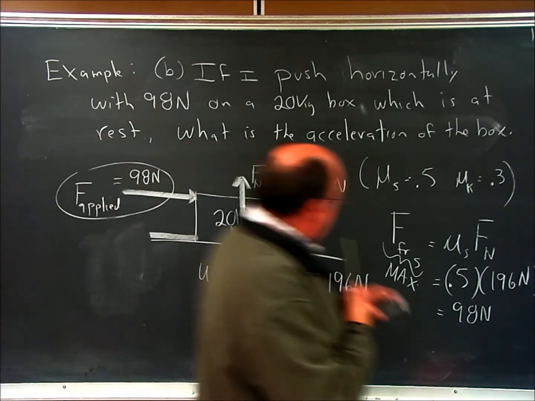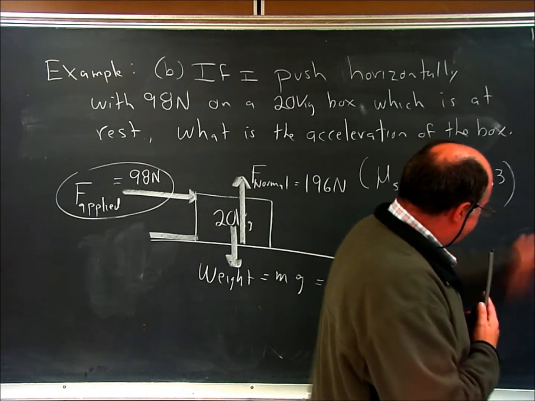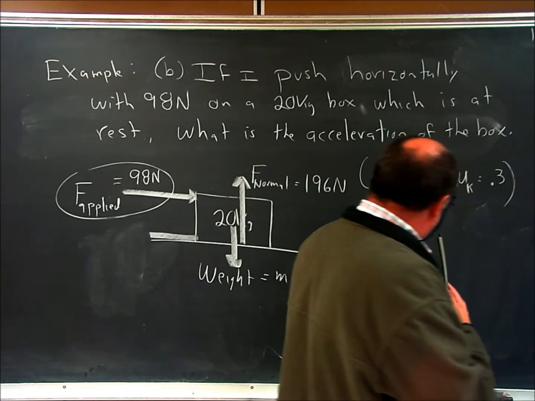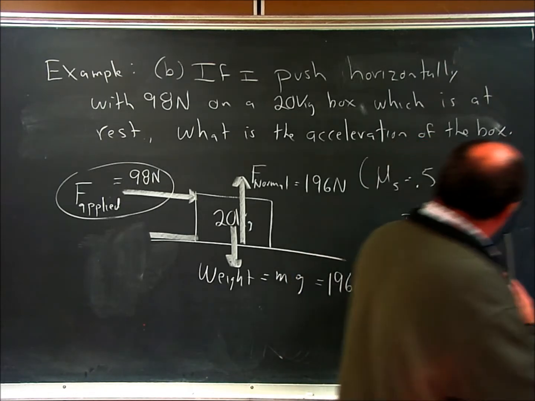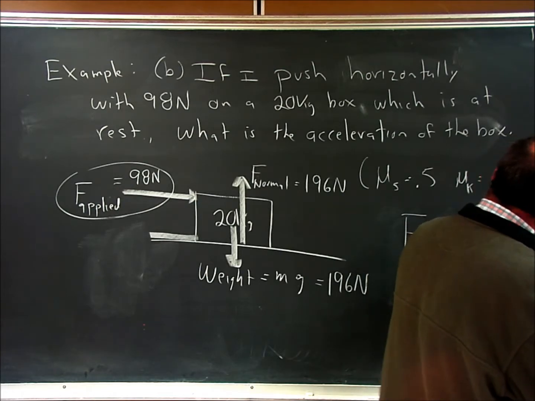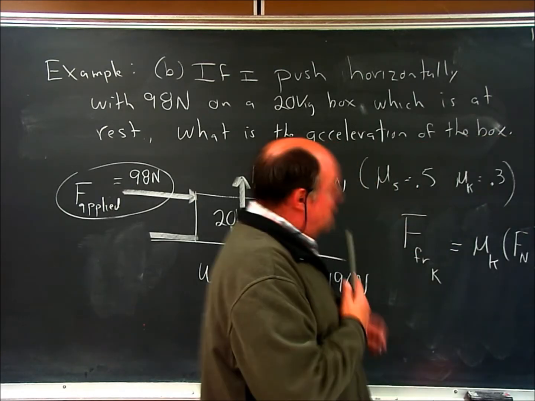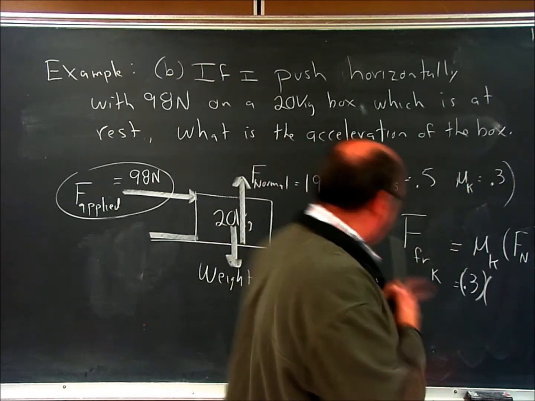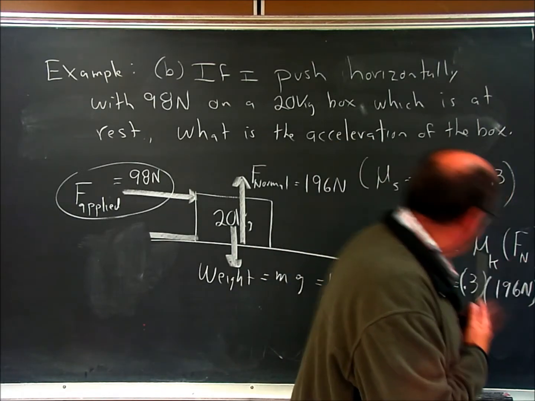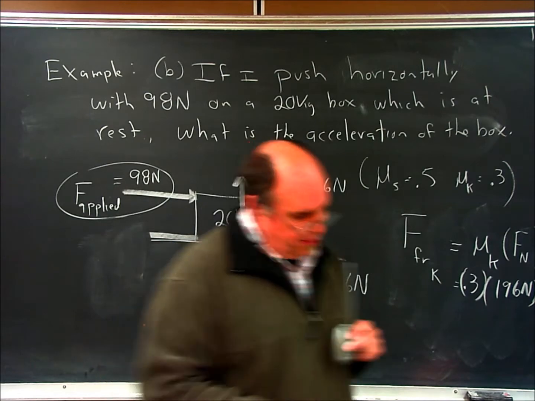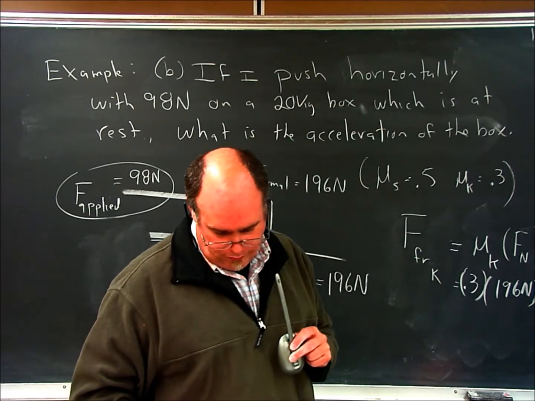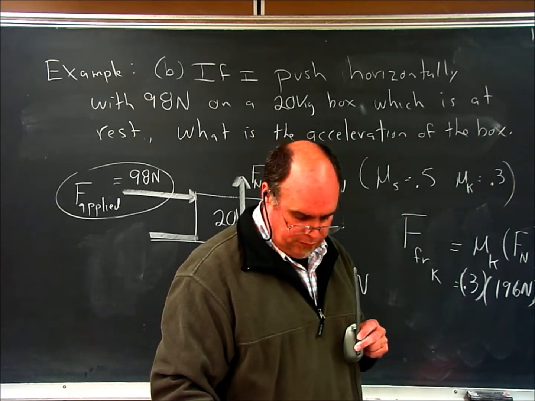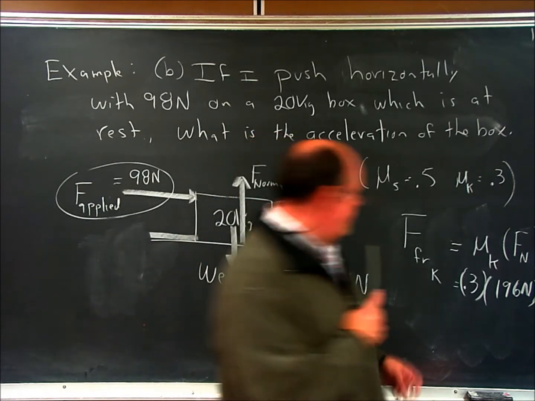And you see, we had a formula for kinetic friction. Kinetic friction has this formula: the force of friction, small k, equals mu sub k times the force normal. And so we just plug this in. The force of kinetic friction is 0.3, no units, multiplied by 196 newtons. And when we plug that into our calculator, it comes out to be 58.8.